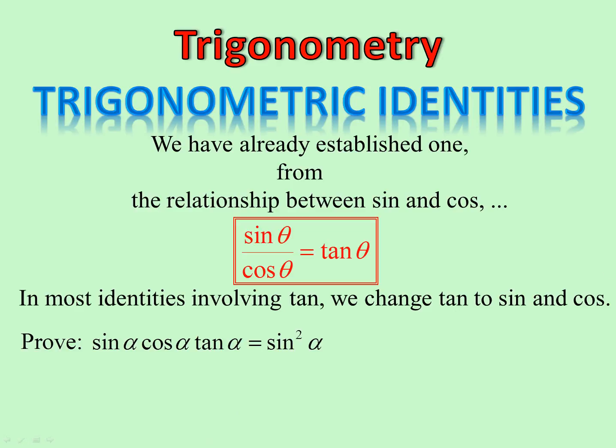Let's take this as an example. Sine times cos times tan equals sine squared. Now we cannot work with both sides at once. We're supposed to be proving this, so we cannot assume it. So we start with just the left hand side. Sine we leave, cos we leave, but tan we change to sine over cos. Now have a look, this can reduce, the coses can go, and we end up with sine, which gives you sine squared, and that is the right hand side. So identity proven.